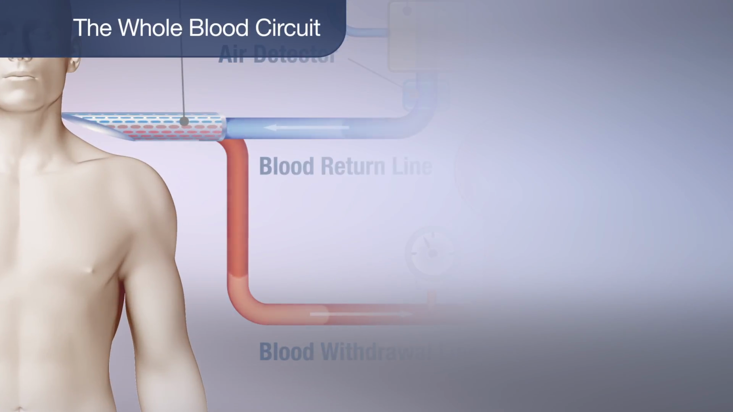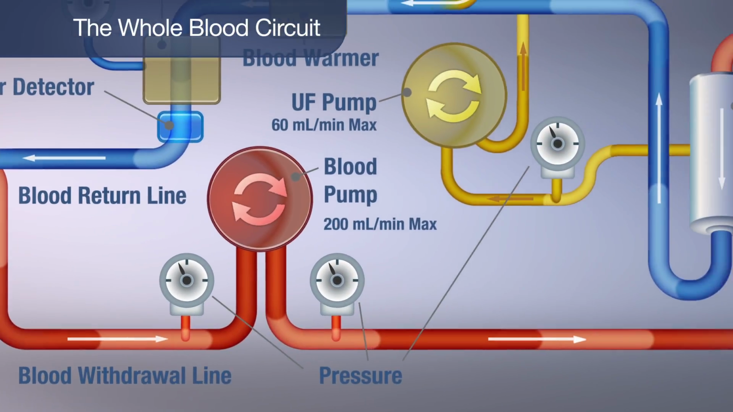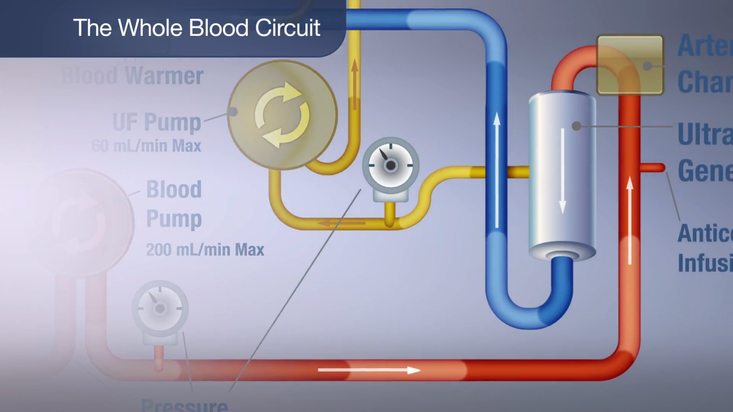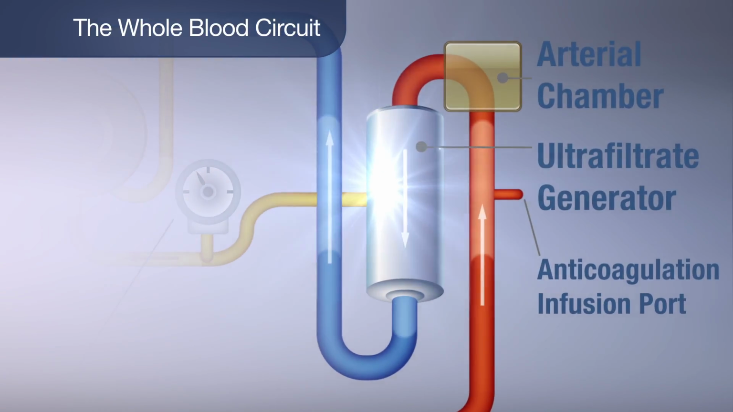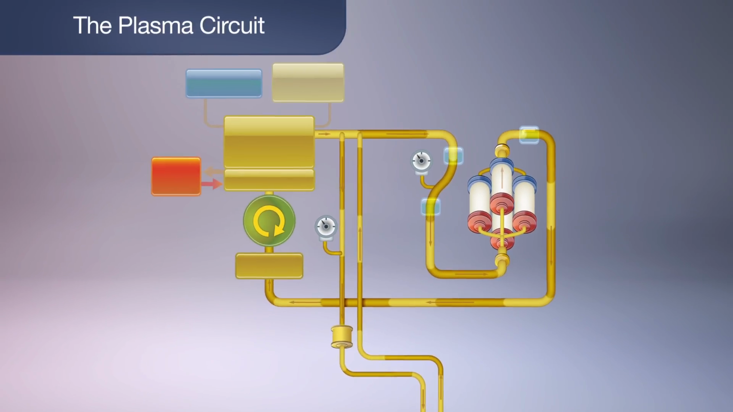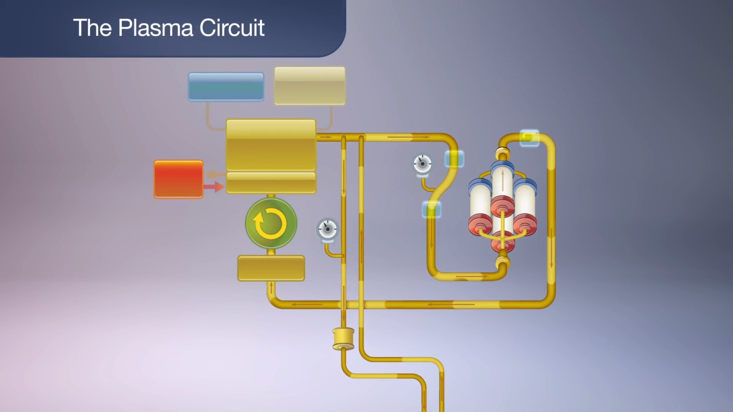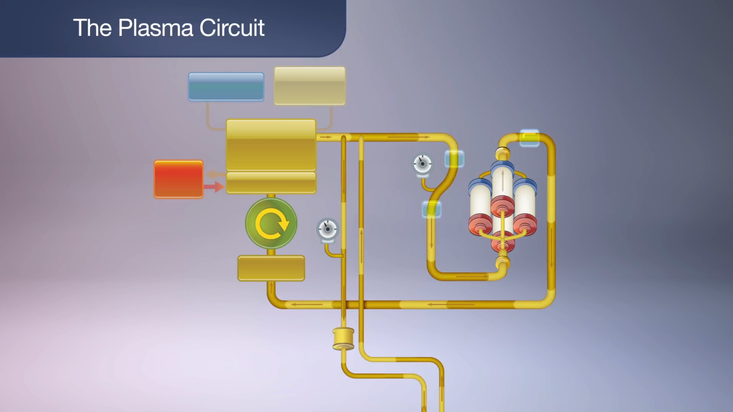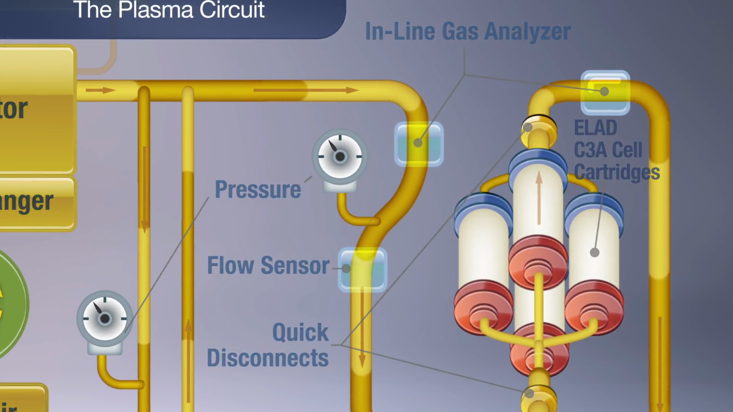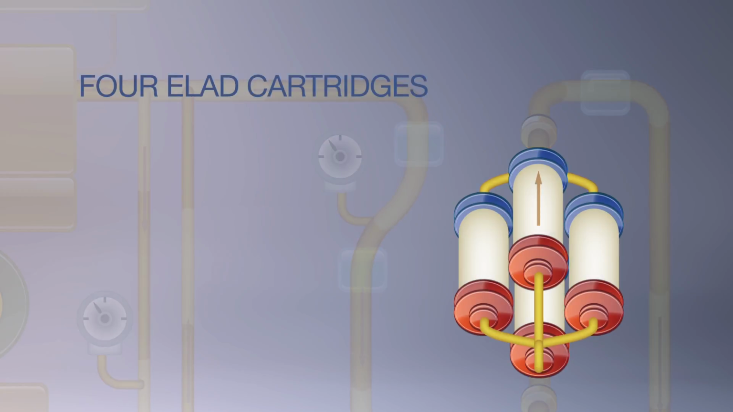During ELAD treatment, blood is drawn from the patient via a central venous line and then passes through the tubing where plasma ultrafiltrate is generated from whole blood using the ultrafiltrate generator. Heparin, a widely available anticoagulant drug, may be administered during ELAD treatment in certain patients to prevent clotting in the whole blood circuit.